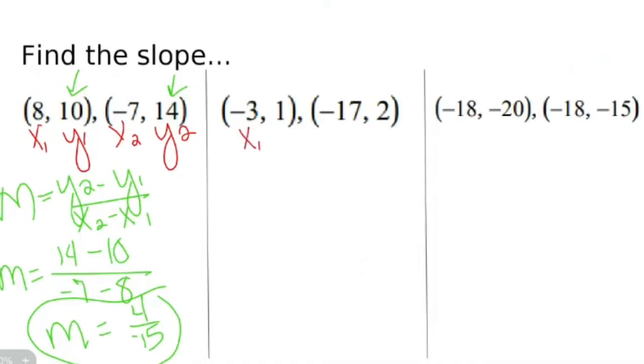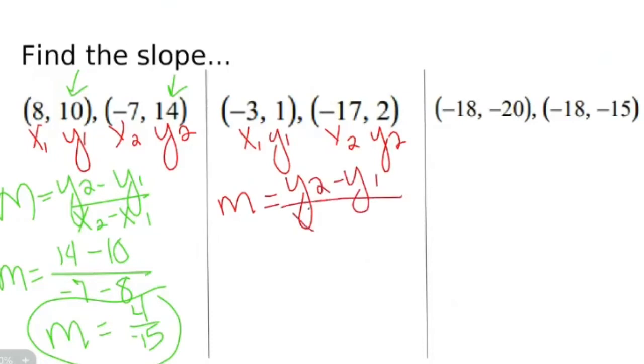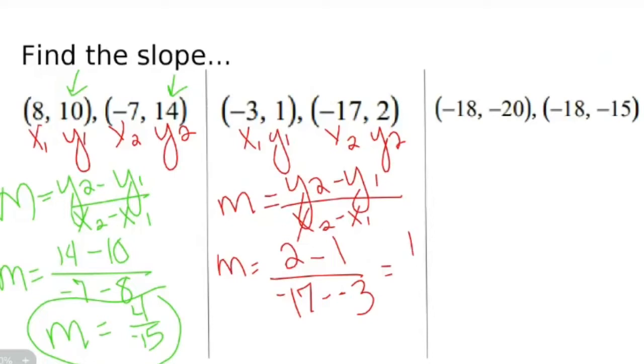X sub 1, y sub 1, x sub 2, y sub 2. M equals y sub 2 minus y sub 1 over x sub 2 minus x sub 1. Y sub 2 is 2 minus y sub 1 is 1 over x sub 2, which is negative 17, minus x sub 1, which is negative 3. On top, we have 2 minus 1, which is 1. On the bottom, we have negative 17, double negative, which turns into a positive. Negative 17 plus 3 is negative 14.